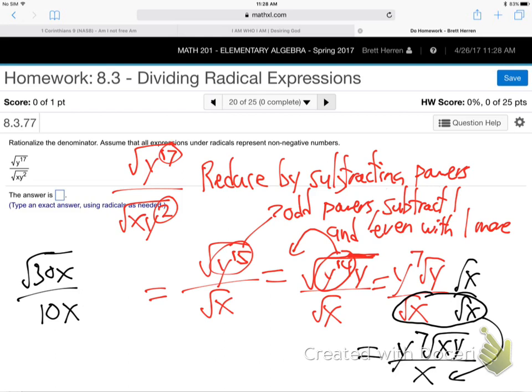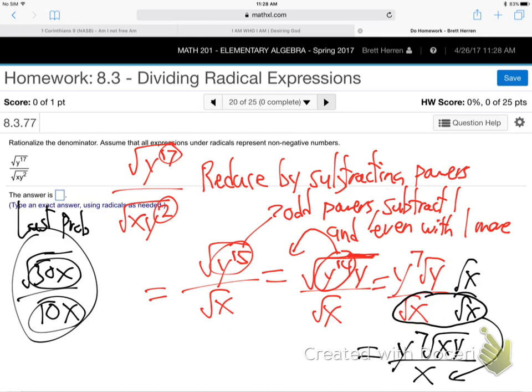Yeah, why? Good question. So on the last problem, why did I not reduce? This was the root 30x over 10x. This was the last problem. Because the x is... Yeah. It's the insider-outsider thing. See, this 30x is all in jail, in the root, and the 10x is all walking free. There's no social interaction between outsiders and insiders. So they can't reduce, can't do anything.